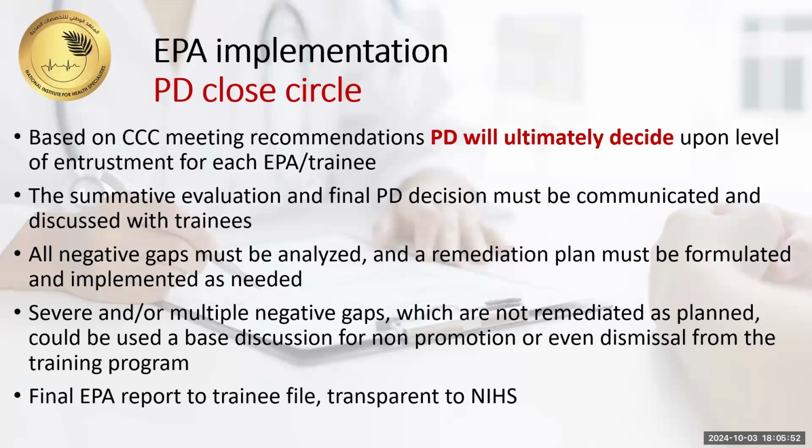If there are severe or multiple negative gaps, this EPA activity can be used as a justification for non-promotion or even dismissal from the training program. Of course, after we give a remediation chance, and if that remediation is not successful, then that could be a justification. And absolutely, in the end, all this activity will be reported to the trainee file, and this is transparent to NIHS level.